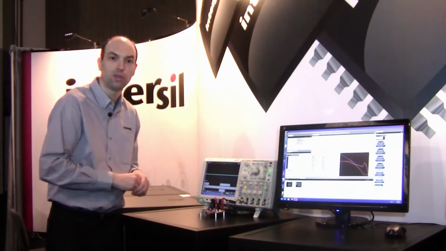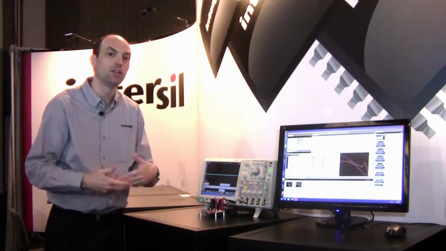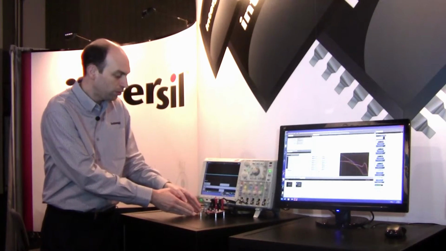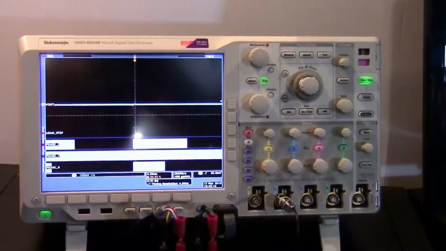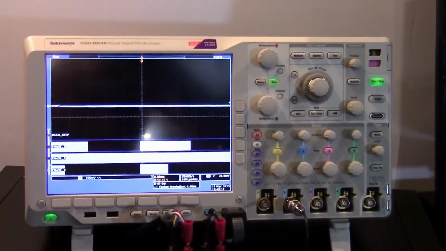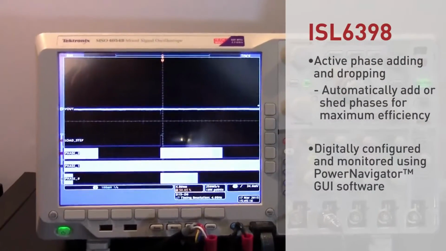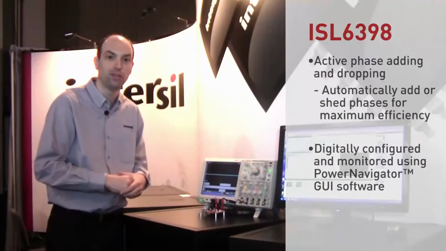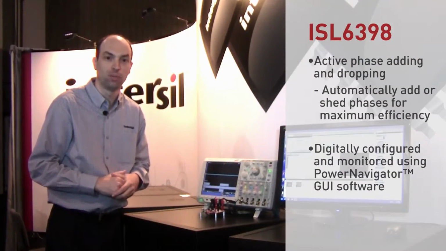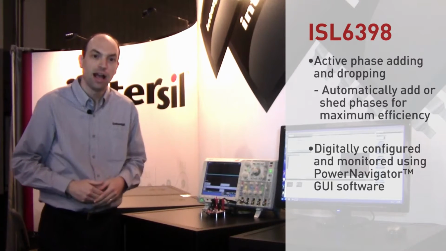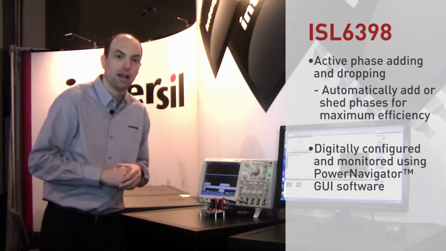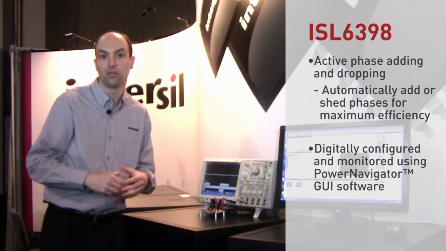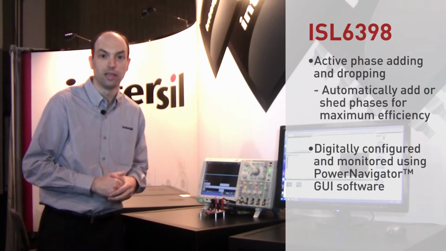Now we have it set up with a three-phase configuration to deliver 120 amps to the output. So in this solution, as you can see in the scope behind it, we have active phase dropping. So depending on the load transient, the device will automatically add or shed phases to give you the maximum efficiency possible. As a hybrid digital solution, this device is completely configured and monitored using our new PowerNavigator GUI.